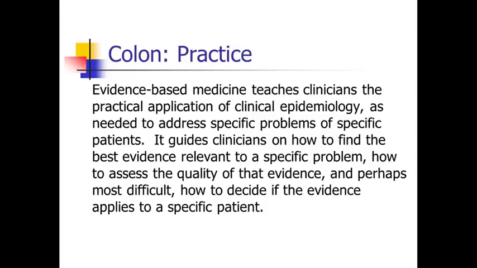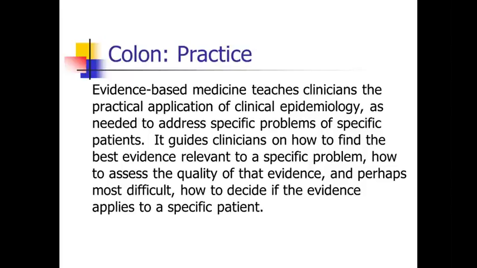Another thing to notice about this passage is that the second sentence is actually a list of things, right? How to find the best evidence, how to assess the quality, how to decide if the evidence applies. So you've got a list here, and again, as I mentioned, a colon is a good way to set up a list. So perhaps we can use the colon here to set up that list and draw this all into a single sentence.